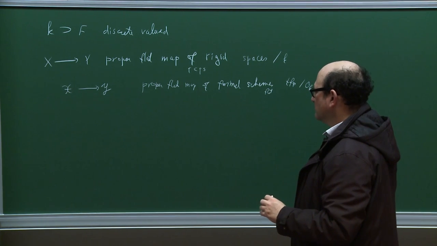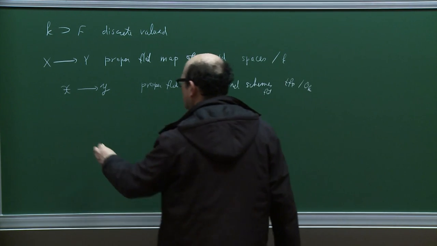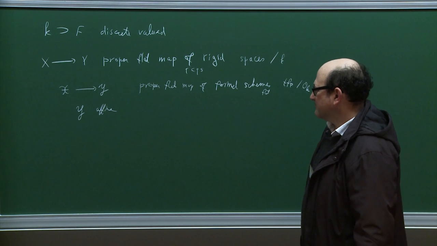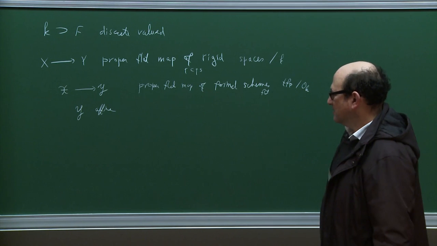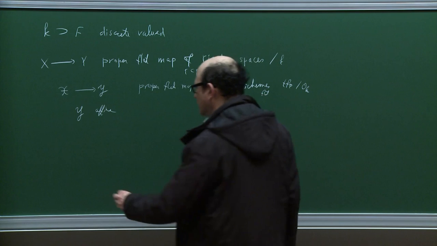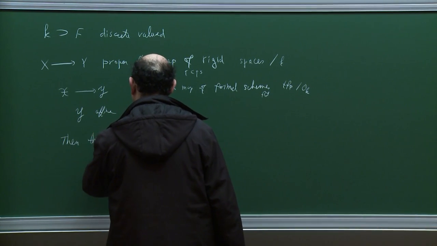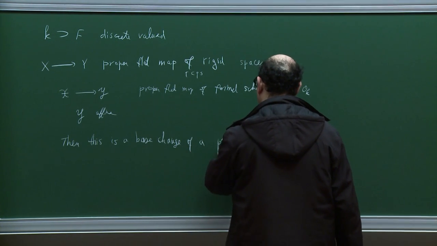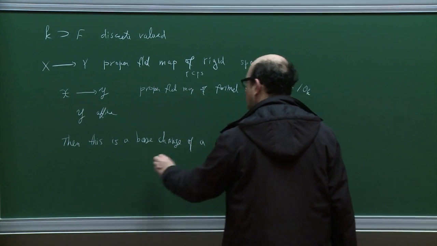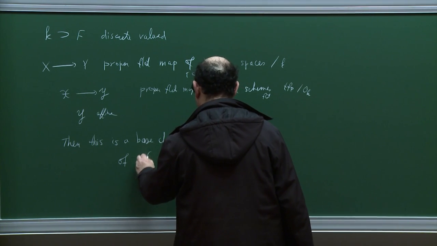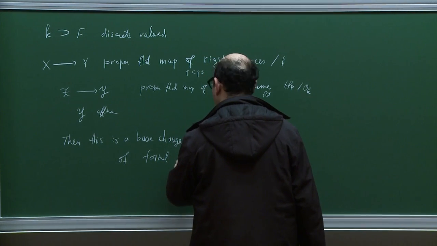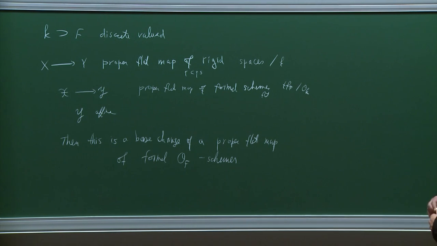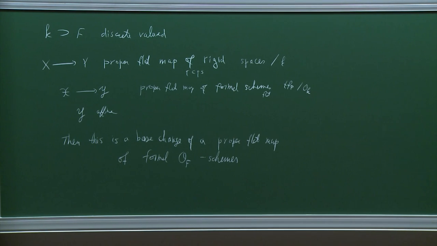And now you can restrict to some affinoid, so let us assume that Y is affine. So in the original situation, if this is finite, it doesn't mean that you have to blow up something. Then I want to say that this is a base change of a proper flat map of formal schemes with the same properties, topologically of finite type. And this will give, by passage to the generic fiber, the result on rigid analytic spaces.